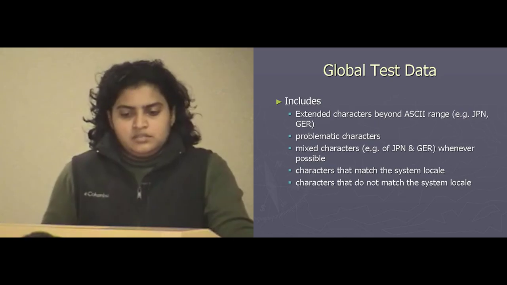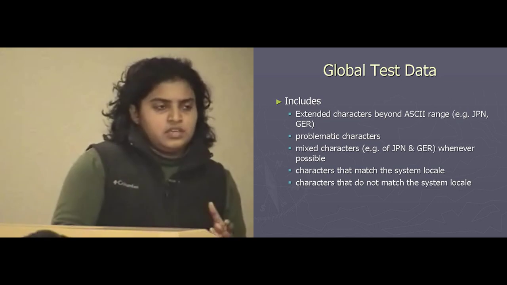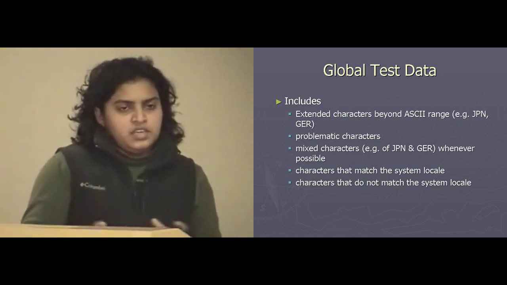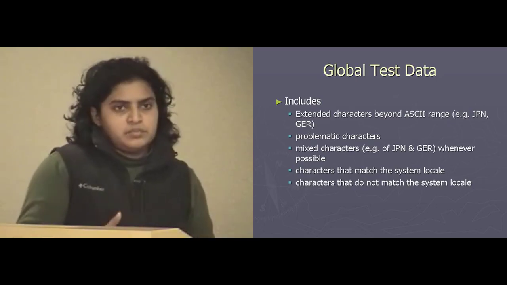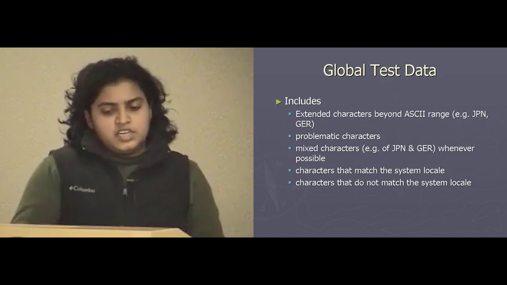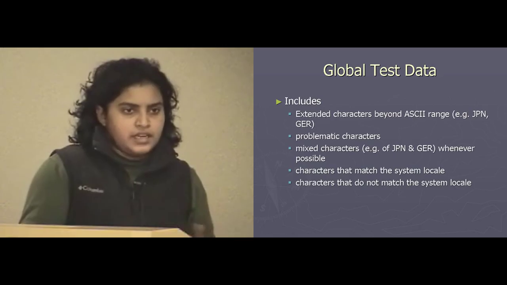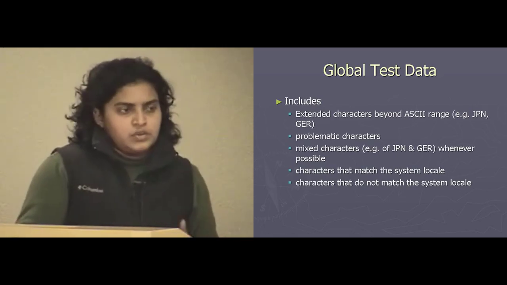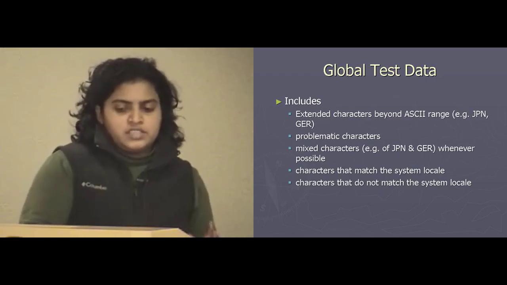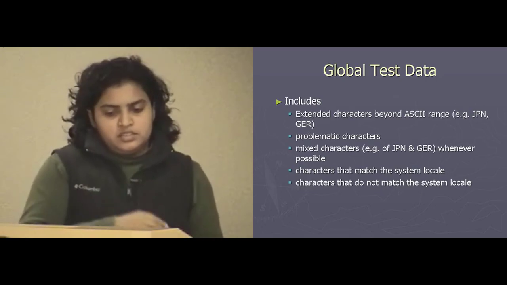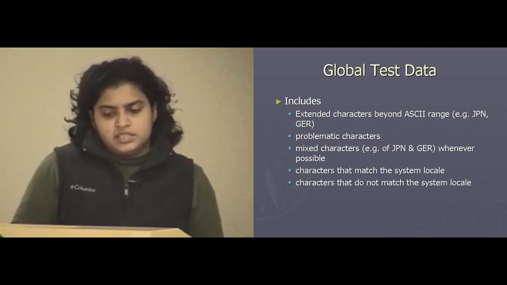So the global test data should be a mixture. It should not be just English or just German or just Japanese. If you have a machine with the German language pack and the Japanese language pack installed, you should give it a mixture of Japanese and German characters, because both language packs are present and the system can interpret both languages' characters. You should also give input in characters that match the system locale, and characters that are problematic in that particular locale. Come up with a mix and match of input data to give to the test.